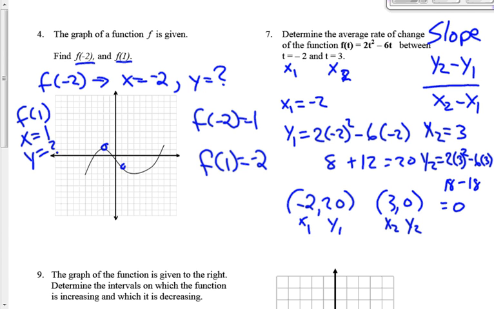And I do my slope formula. So y2 minus y1 is 0 minus 20, and x2 minus x1 is 3 minus negative 2. And 0 minus 20 is negative 20. 3 minus negative 2 would be plus 2, which is 5. And negative 20 over 5 is negative 4. So my average rate of change is negative 4.